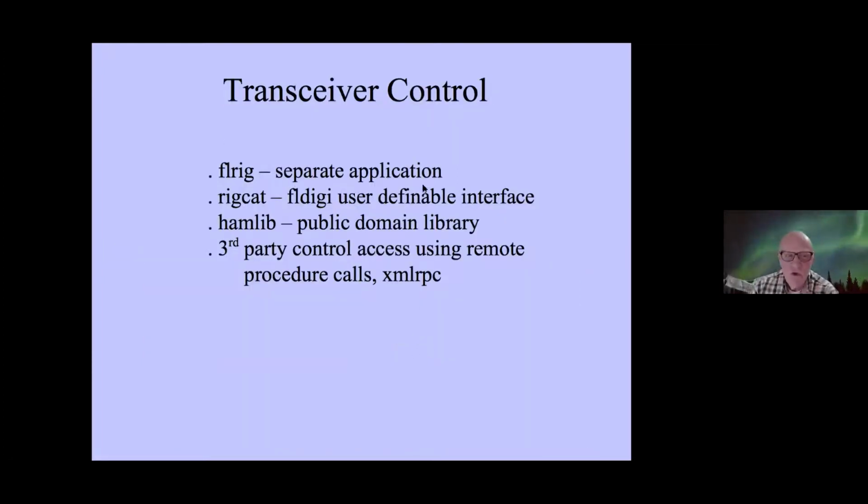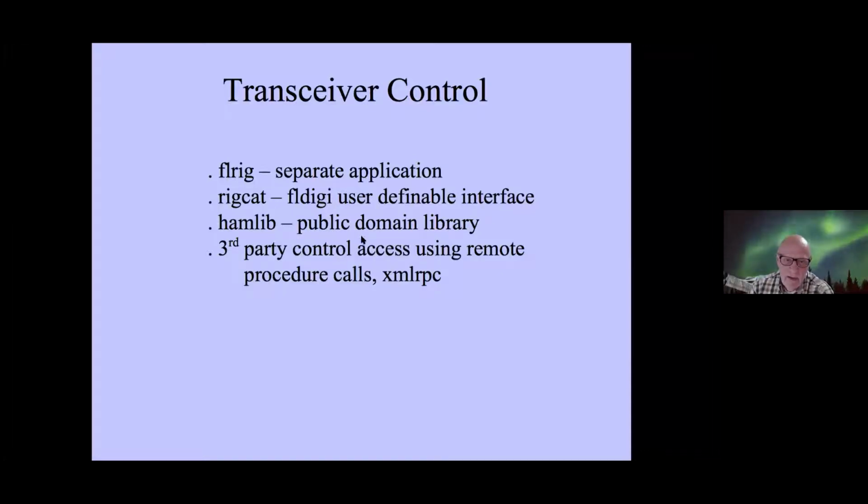So transceiver control, I want to talk about that at this point, because without transceiver control, digital communications is difficult to say the least. FLRig is a separate application, and it provides the greatest amount of control over the transceiver. RigCat is a Fldigi user-definable interface, provides a modest amount of control over the transceiver. In fact, it probably provides all of the controls you'd probably ever need for operating the transceiver in digital modes.